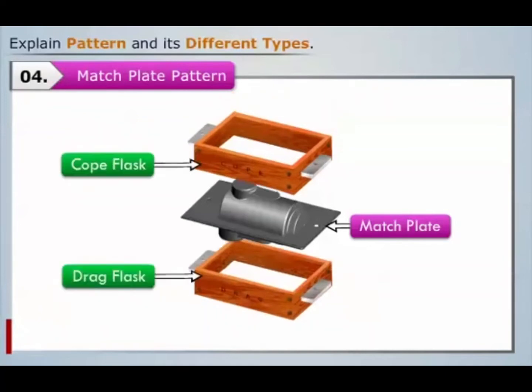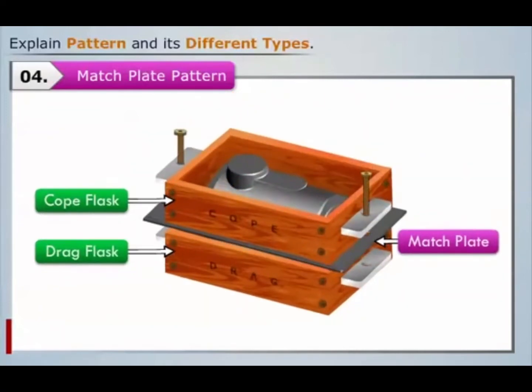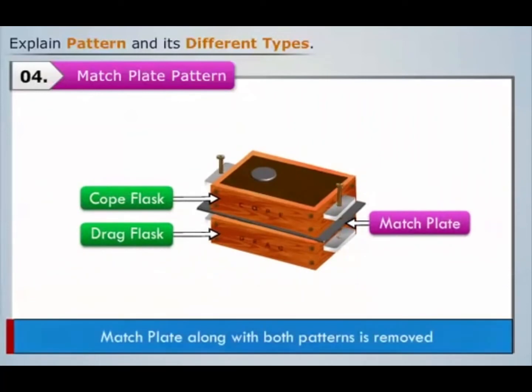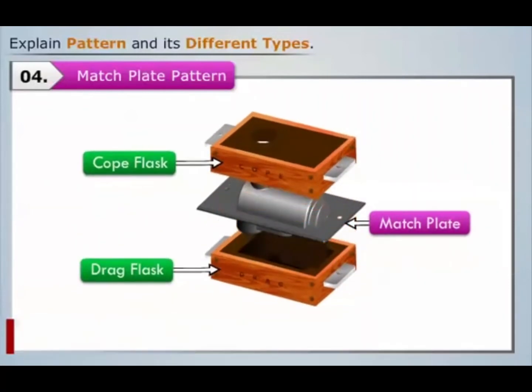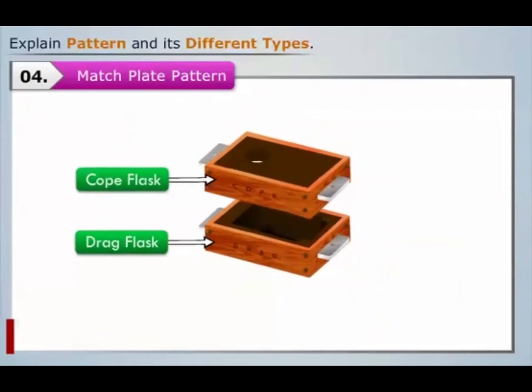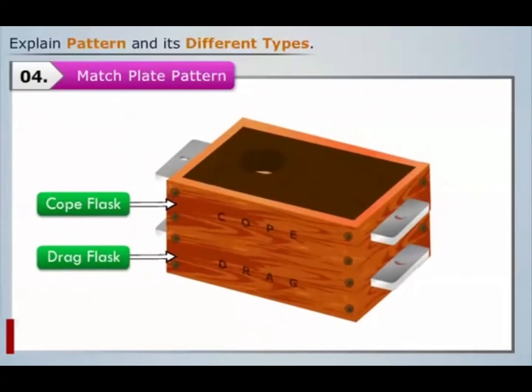After ramming the cope and drag, the match plate along with both patterns is removed. The residual cope and drag are then joined together to form the complete mold.